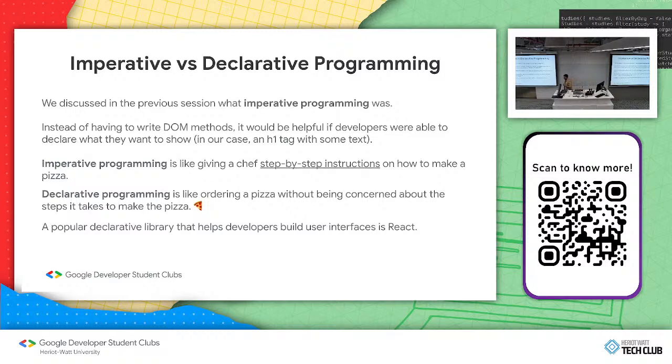So there are 2 major paradigms of programming. One is called imperative. The other one is called declarative programming. The way of manually telling the browser all the steps in order to manipulate the DOM is what we call imperative programming. On the other hand, declarative programming is more like telling the browser what you want as an end result, and the language tries to figure out all the intermediary steps in between. One of the most popular declarative libraries for building user interfaces for JavaScript is React.